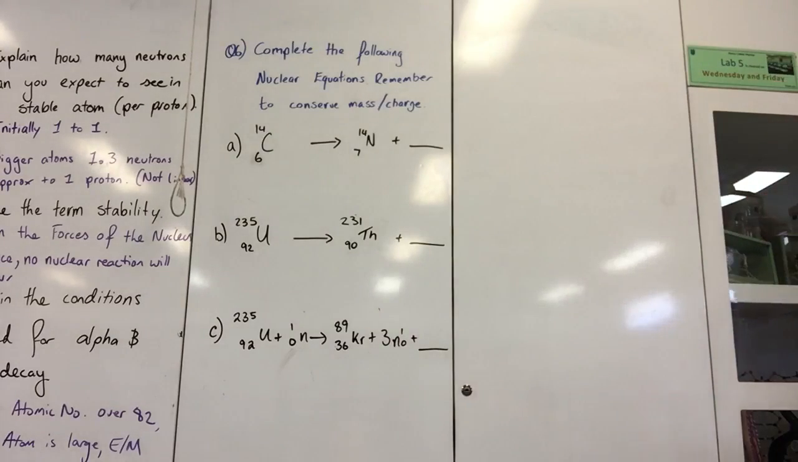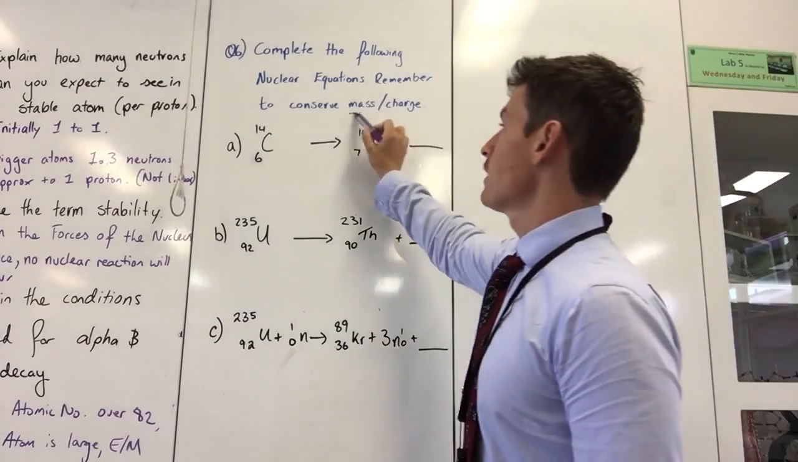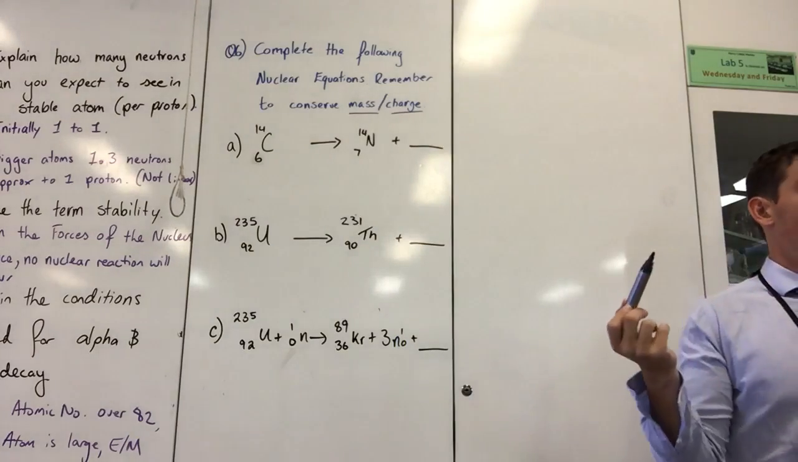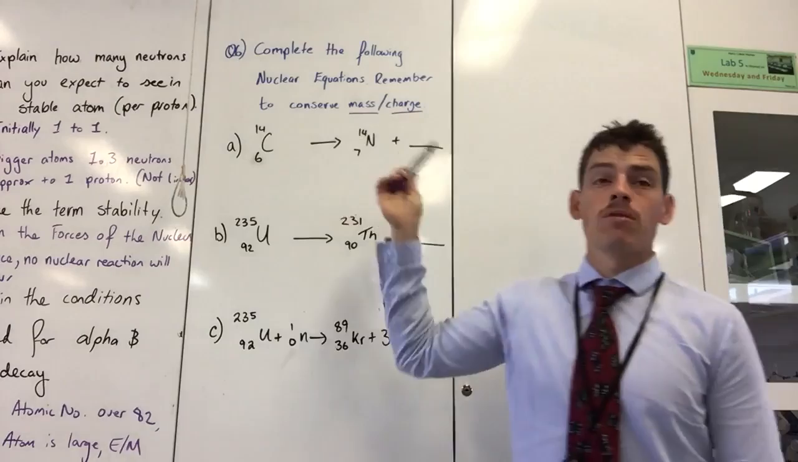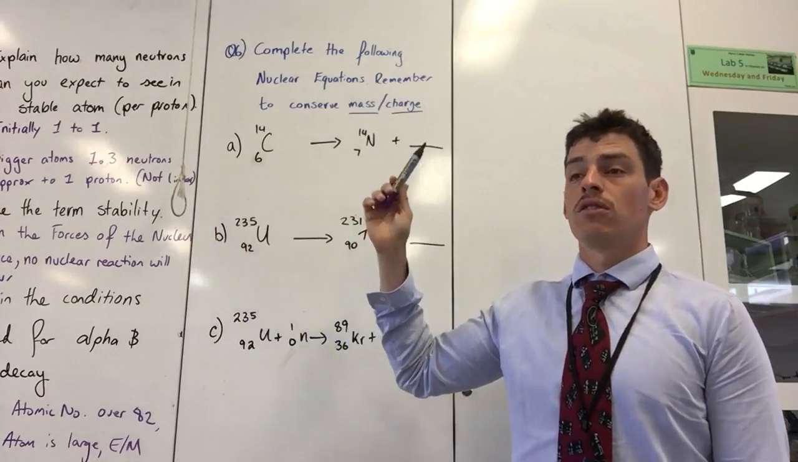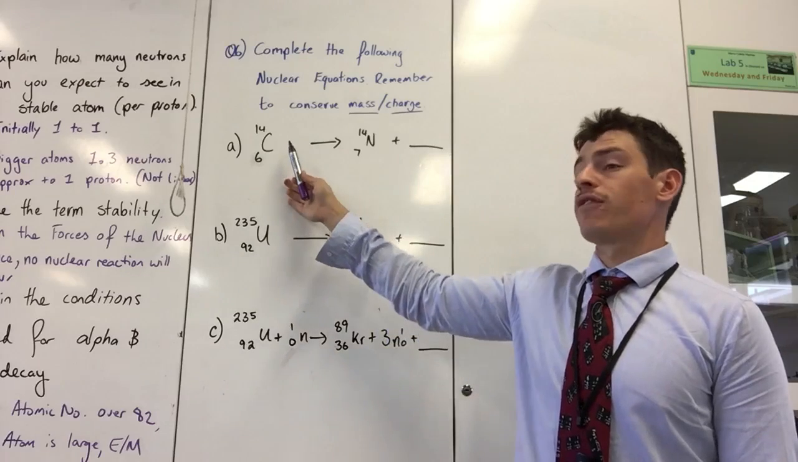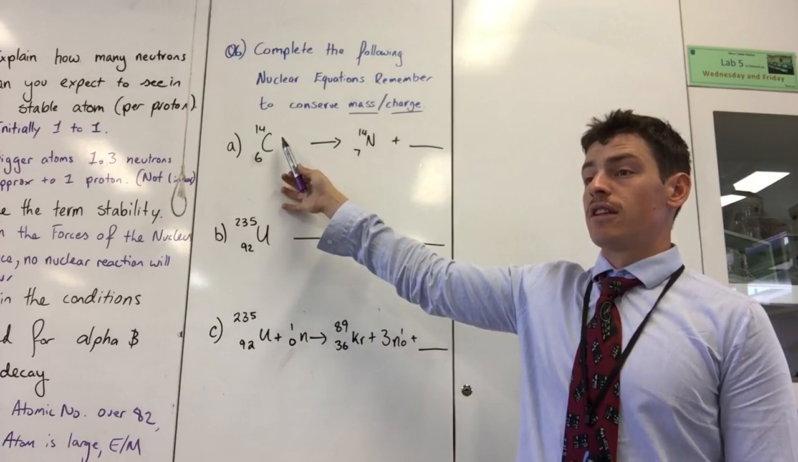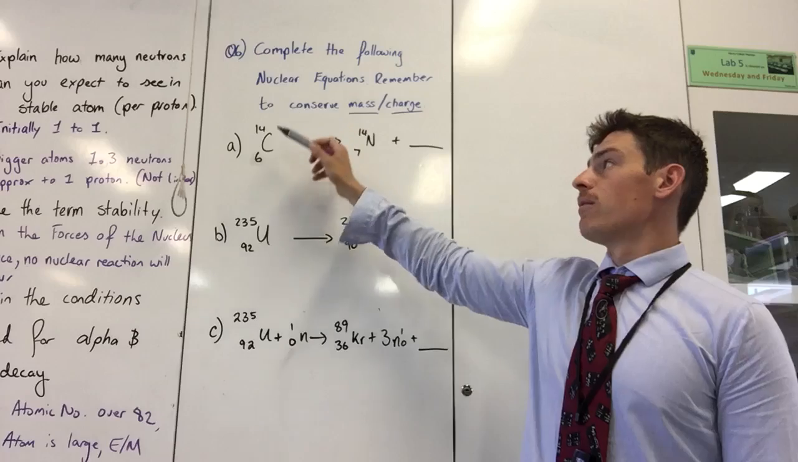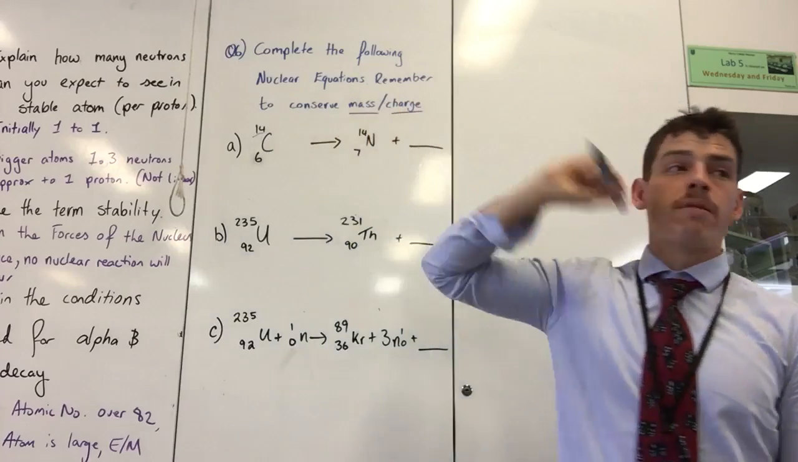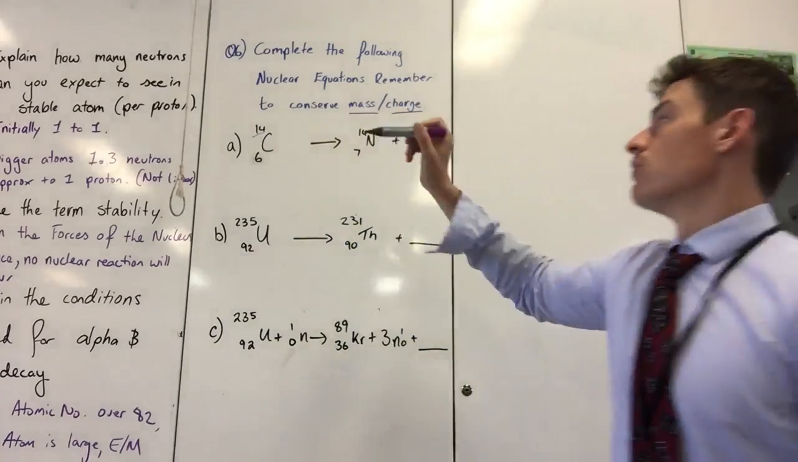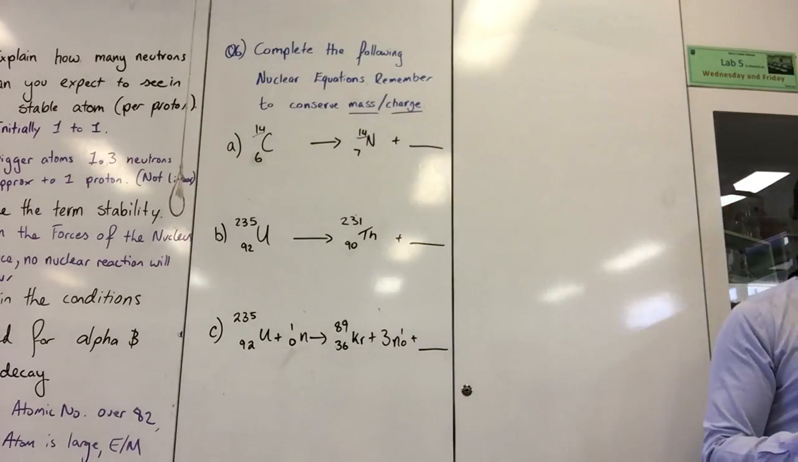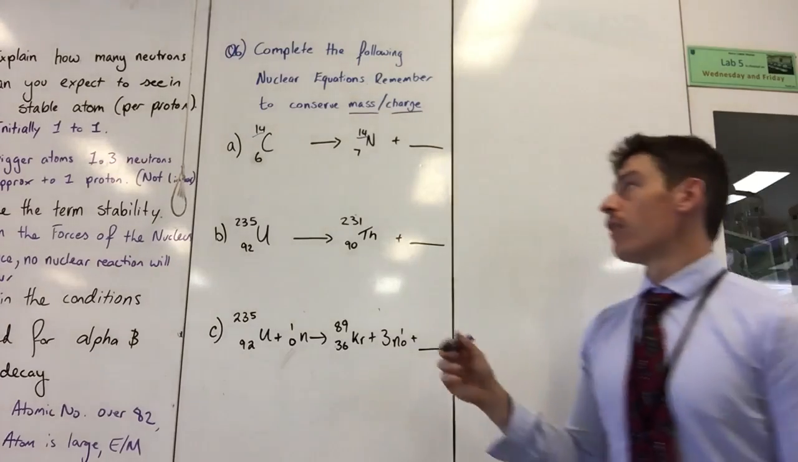It's very important that we conserve mass and charge. So the first thing I do is ask, is my mass the same on the left and the right? What's my mass on the left? 6 is the element, the atomic number. My mass is 14. What is my mass on the right? 14. So I simply say, what do I need to add to 14 to make it equal 14? 0. Very good.